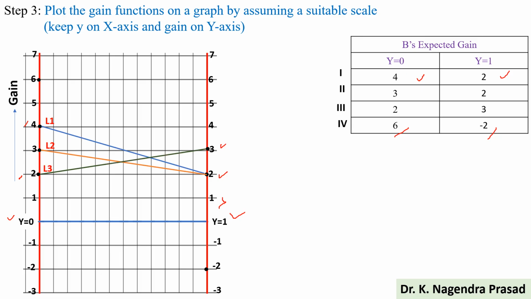So next we have to mark the gain values 6 and minus 2 on the y-axis at y equal to 0 and at y equal to 1. So mark the 6 at y equal to 0 and mark the minus 2 at y equal to 1. Next, we have to join these two gain values by the line L4.